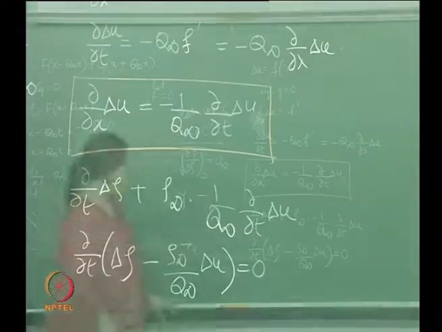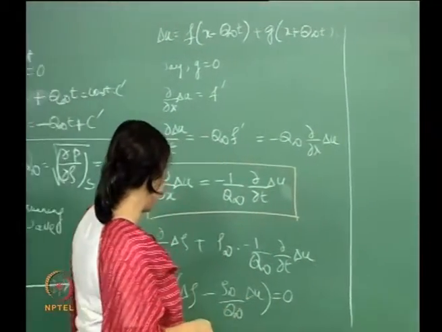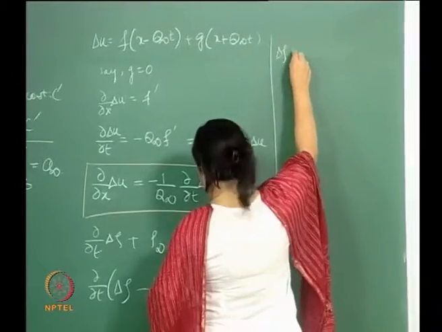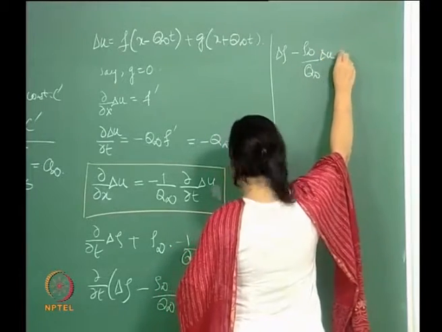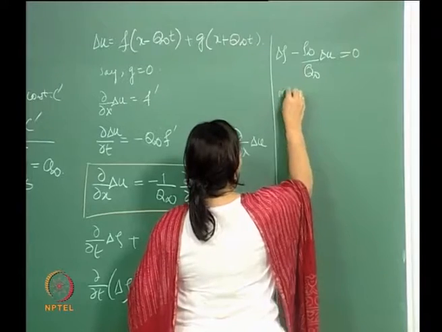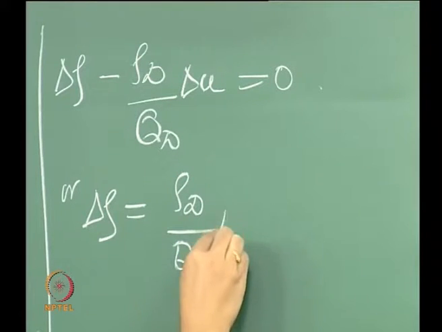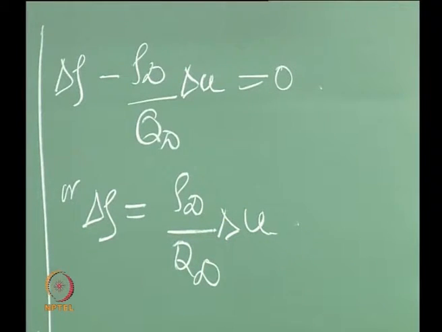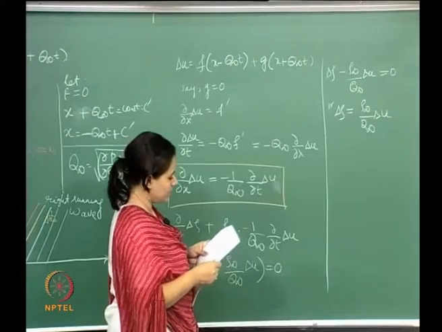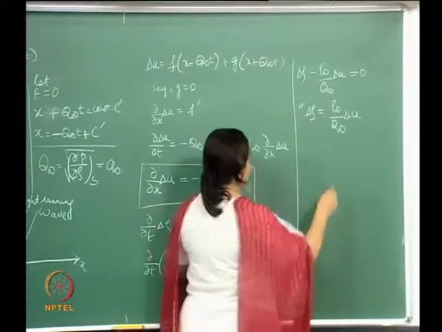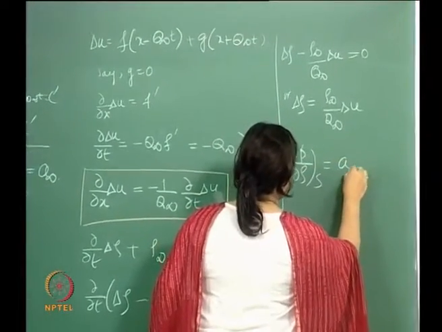So, in essence what this means is that delta rho minus rho infinity by q infinity delta u is equal to 0, or delta rho is equal to rho infinity by q infinity delta u. So, this is essentially the relationship. Okay. This is essentially the relationship.